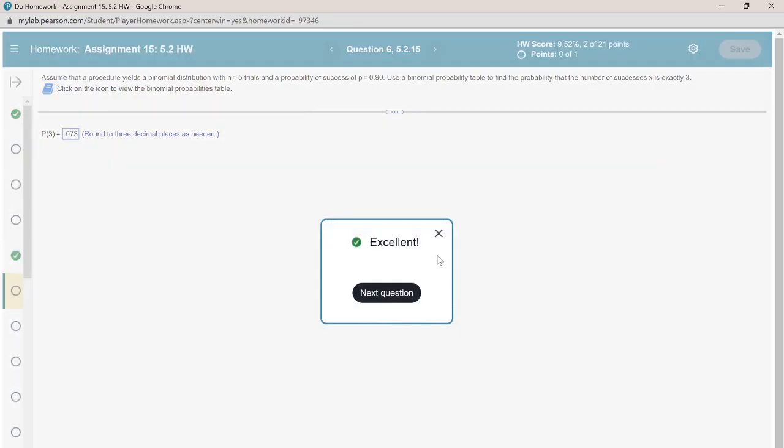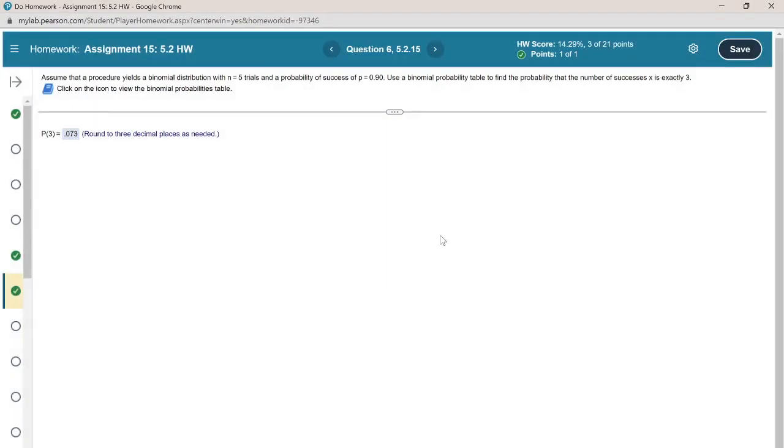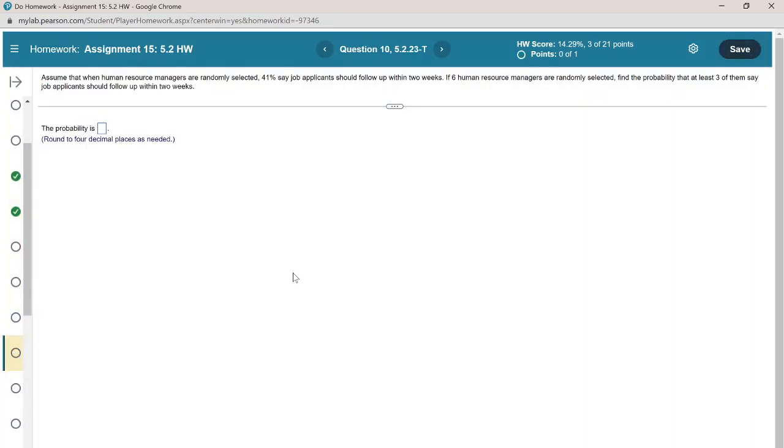So that's how we can use a table given here. But that's only one way. We can also use a calculator, TI-83/84, or Excel. So I'm also going to talk about how to use a calculator or Excel for finding the binomial distribution. So let's look at the next problem. Let's look at this one.